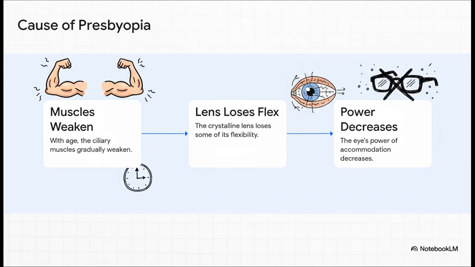So what causes this? Well, it's really a two-step process that happens as we age. First, the ciliary muscles, which are responsible for changing the shape of the lens, gradually become weak. And second, the eye lens itself loses some of its flexibility. Because of these two things happening together, the eye can no longer adjust its focus properly for near objects.